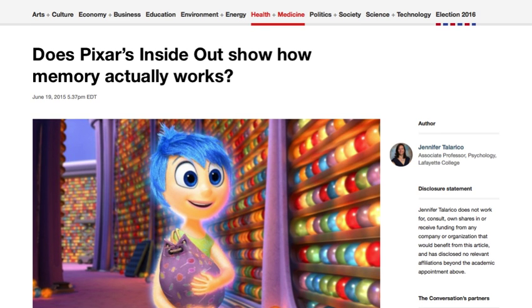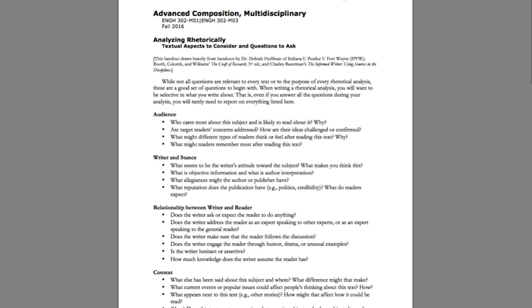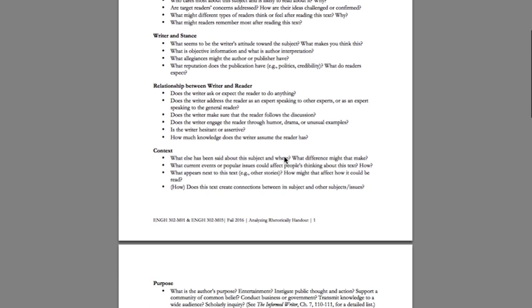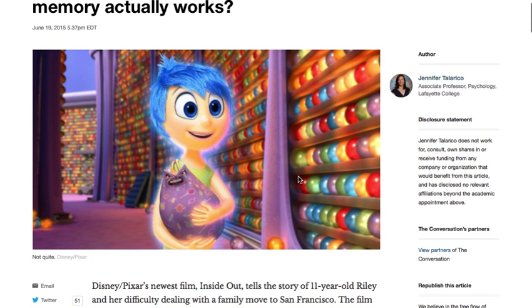So the idea here is giving us a brief overview of some of these things, but looking at these questions and actually finding the various places. Does the writer ask or expect the reader to do anything? If the answer is yes, where? Why? Where is it happening? Why do you believe that this is happening? Does the author make sure that the reader follows the discussion? What are the signposts that help us do that? Some things we might note here.